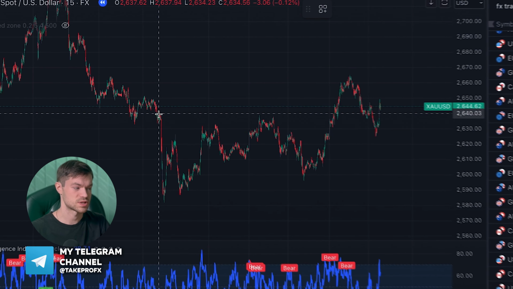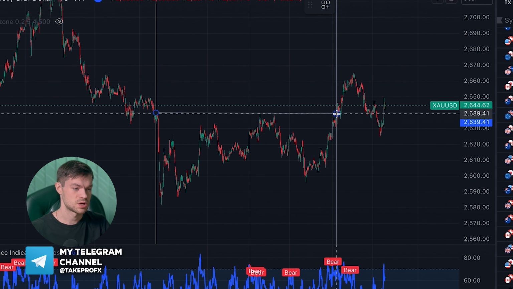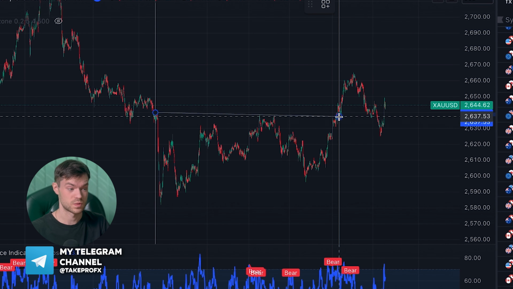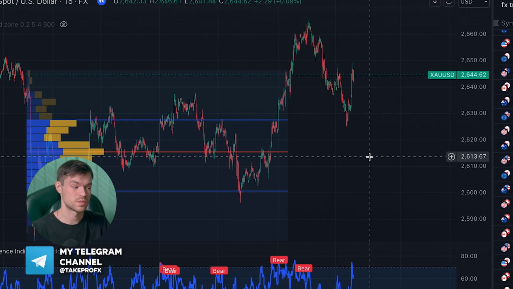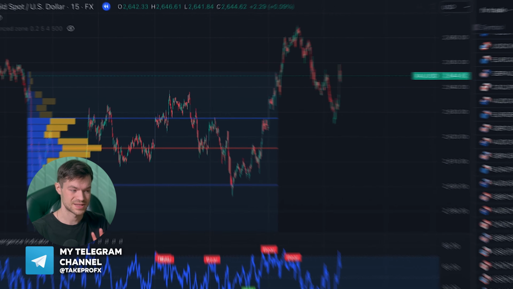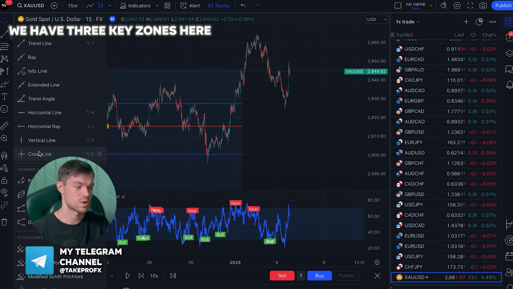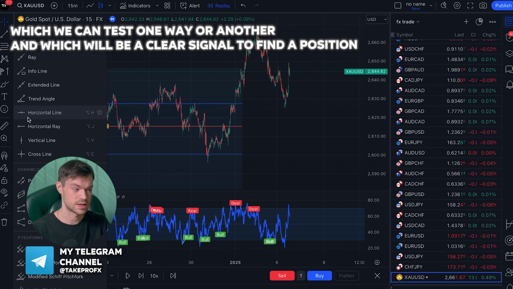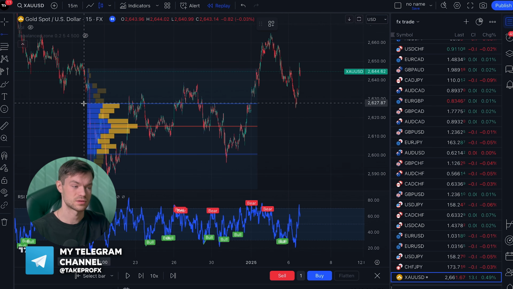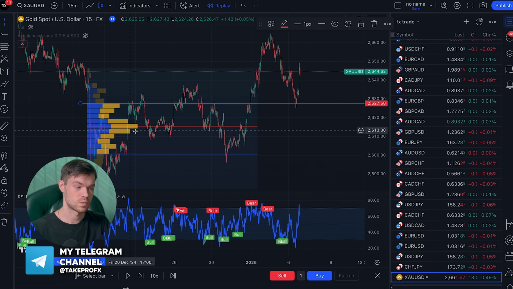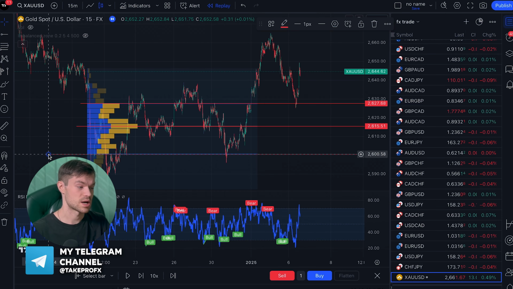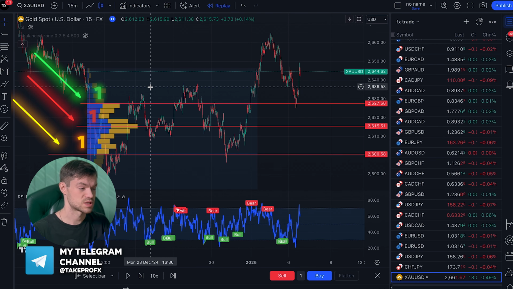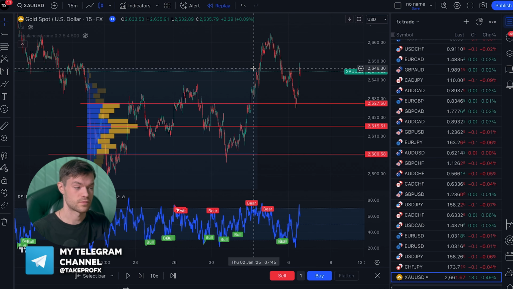We have the approximate beginning of the sideways. So this is the place where we left the sideways. When we pull the volume profile, we realize that we have 3 key zones here, which we can test one way or another, and which will be a clear signal to find a position. So here we have zone number 1, here we have zone number 2, the most important one, and here we have zone number 3. We can basically close this tool so that it does not interfere with us.